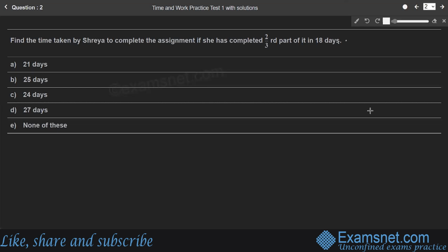Question number 2. Find the time taken by Shreya to complete the assignment if she has completed 2/3 of the part of it in 18 days. So 2/3 of the assignment she had completed in 18 days, right? So we'll take the complete assignment as X. So 2/3 of X has been completed in 18 days.